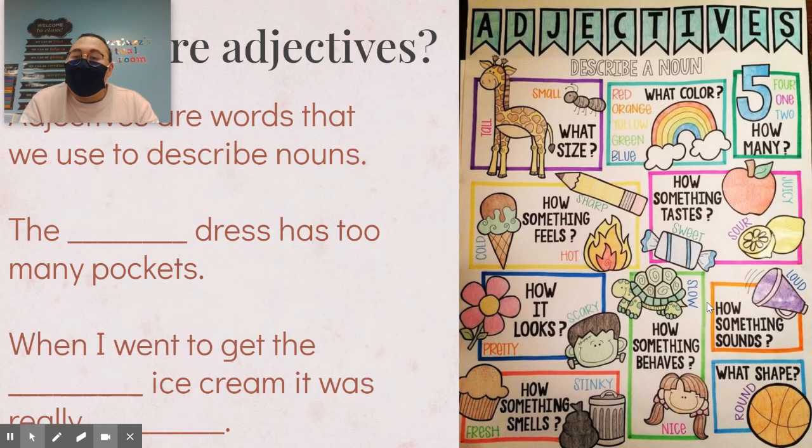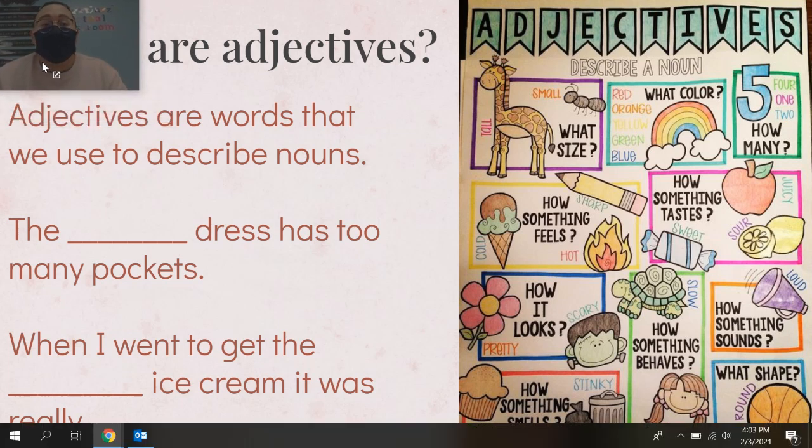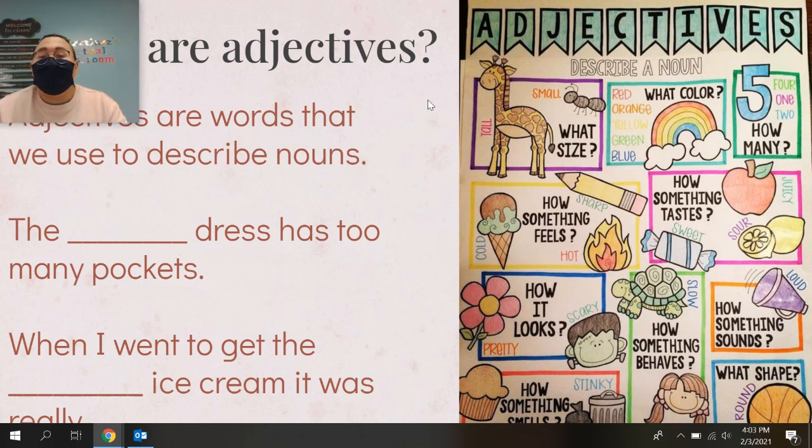So, what are adjectives? Let's review and remind ourselves what adjectives are. Remember that adjectives are words that we use to describe nouns, right? And the way that we can describe a noun is we can say what size it is, what color it is, how many there are, what it feels like, what it tastes like, what it looks like, how it behaves, how it sounds, what shape it is, and how it smells, right? So there's tons of ways that we can describe nouns.